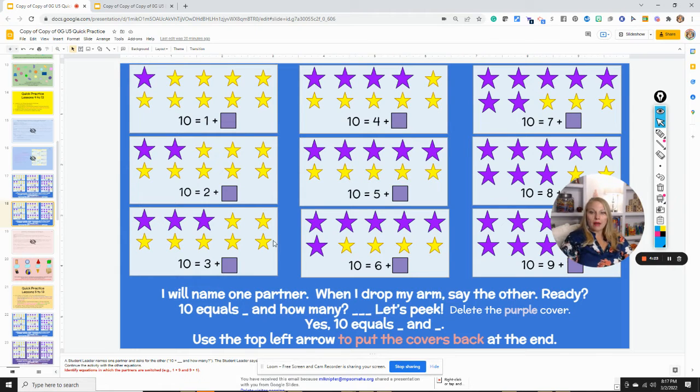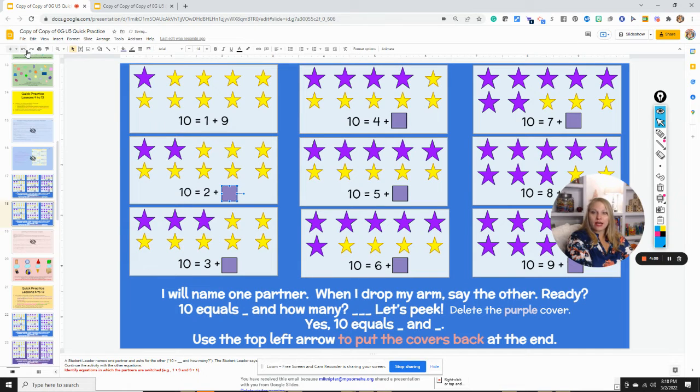Okay, so you made this teen display in your lessons. Now it's coming into play when we talk about our teen partners or our 10 partners. Boys and girls, 10 equals 1 and, thumbs up when you know, class, 9. Boys and girls, 10 equals 1 plus 9. Boys and girls, 10 equals 2 plus, think about it, thumbs up when you know, class, 8. Boys and girls, say it with me, 10 equals 2 plus 8.